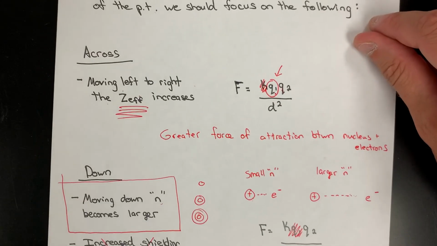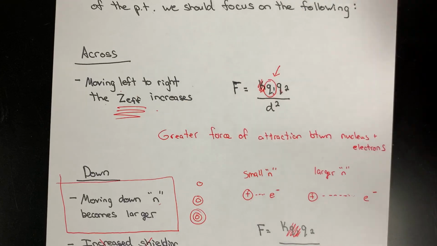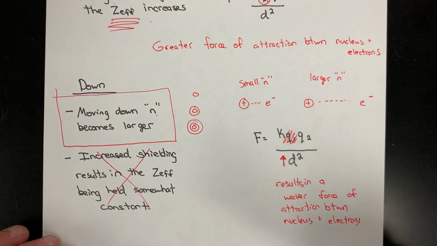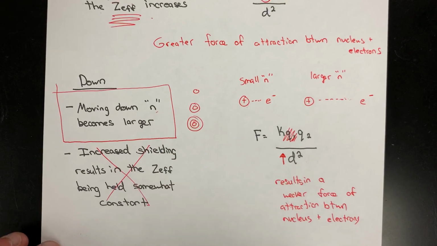Okay, so again, when we move left to right on the periodic table, we do care about effective nuclear charge. When we move down the periodic table, it is the distance. It is how far away that valence electron is from the nucleus. That's really going to tell us a lot about that force of attraction.